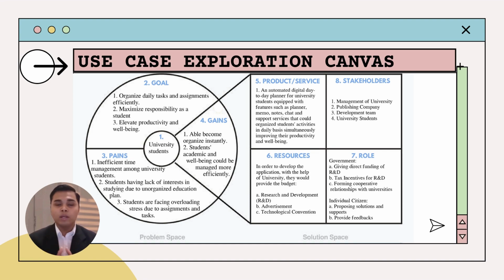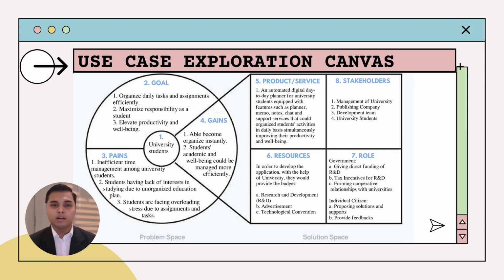If we look at it, we can see that the use case exploration canvas is categorized into two components: the first is the problem space and the second is the solution space. It comes with 8 main components that we shall look into. The problem space consists of 4 elements, which are the persona, the goal, the pains, and the gains, while the solution space consists of another 4 components, which are product and services, resources, role, and also the stakeholders.